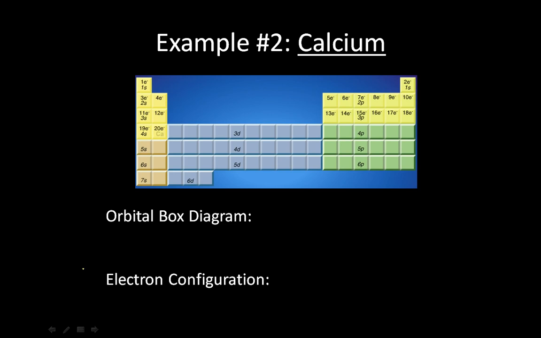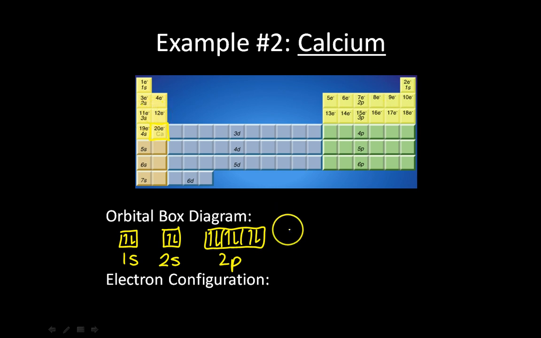Okay, let's try one more example. Calcium. Calcium is right here. It is atomic number 20, so it's got 20 electrons. So what we'll do is we will start with our first 2 electrons. They automatically, because of Aufbau, go into the first s orbital. We'll put 2 electrons there. Then we'll fill up the 2s orbital with electrons 3 and 4. Then we go over to the 2p and put electrons 5, 6, 7, 8, 9, and 10 into the 2p orbital. So we'll follow Hund's rule, put 1 per box before we pair them up.